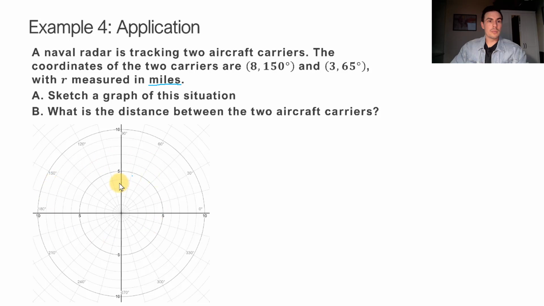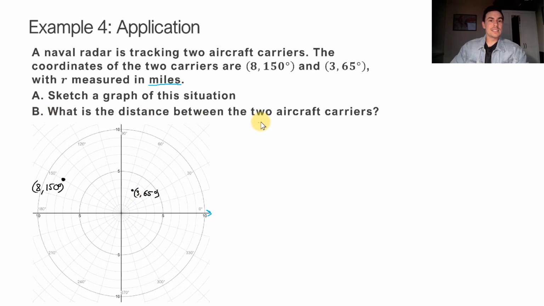So we've got our polar coordinate grid here, and we can just go ahead and plot these points. For our first one, we start at our polar axis and rotate counterclockwise 150 degrees, right here. Then we go out 8 units. Notice I've got 5, 10, so I'm going to be right here at 8. Likewise for our second point, rotate 65 degrees, roughly right there, and we go out 1, 2, and 3 units for our r value.